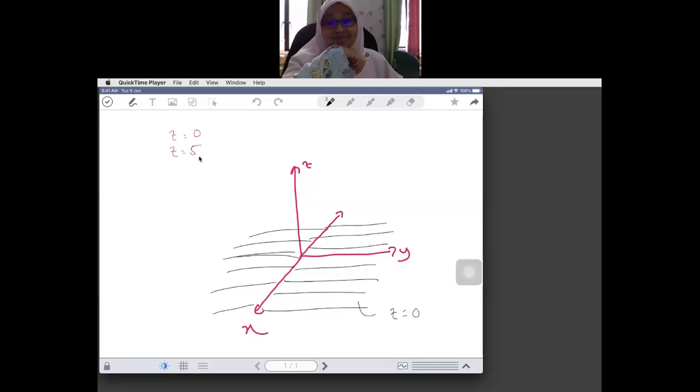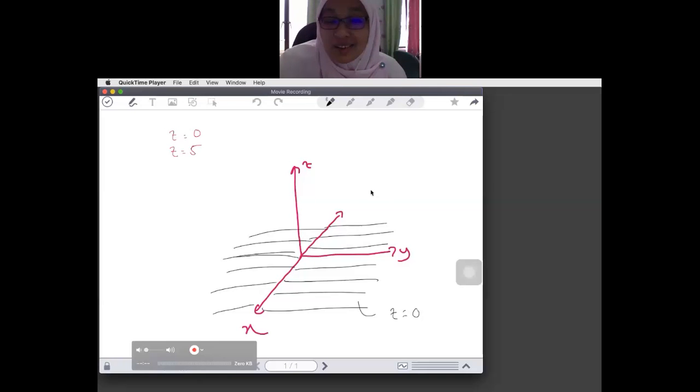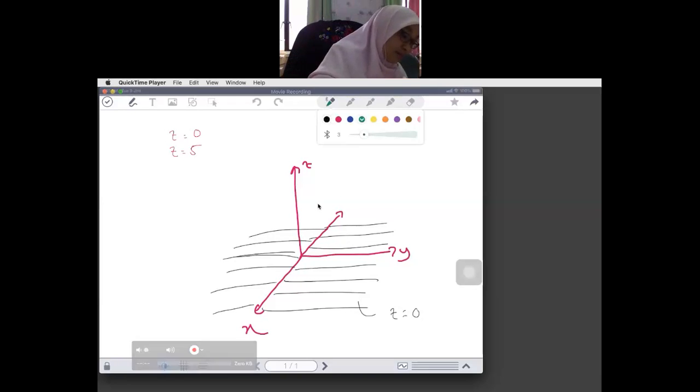Hello? Are you there? Anyone want to help me? Z equal to 5. So where is z equal to 5? A bit higher, Doctor. Yes, that's correct. Where is that higher? Z equal to 5, meaning that? At the Z-axis.